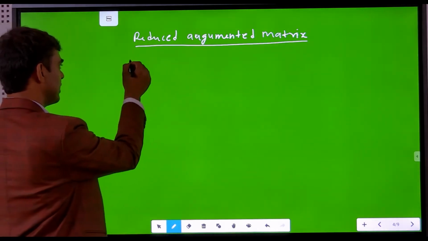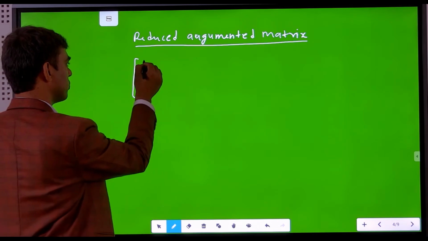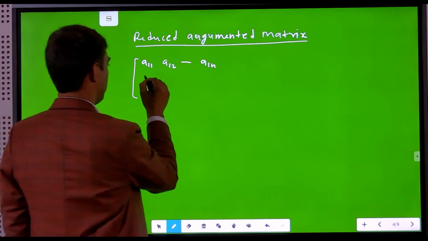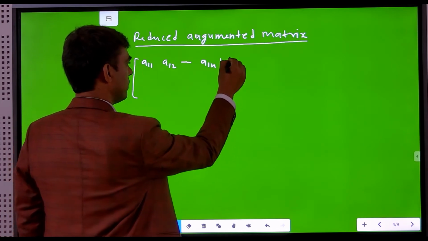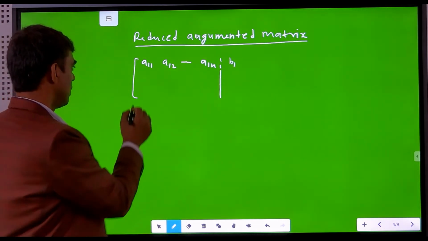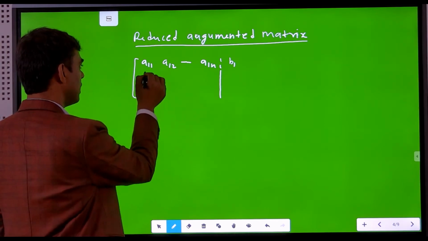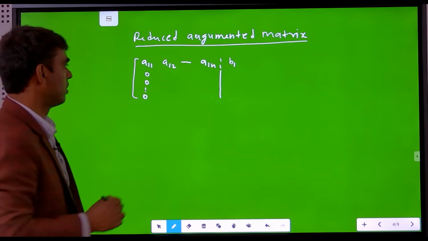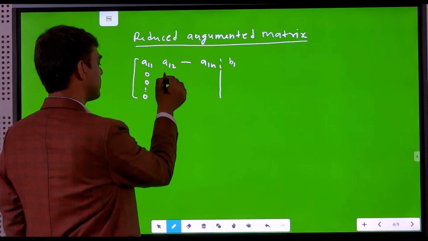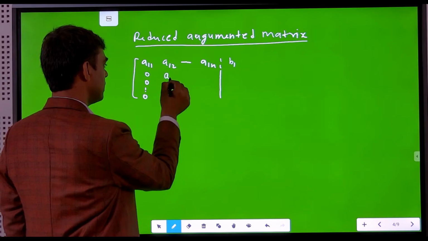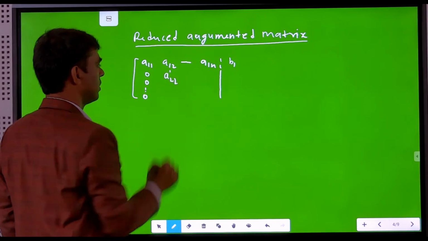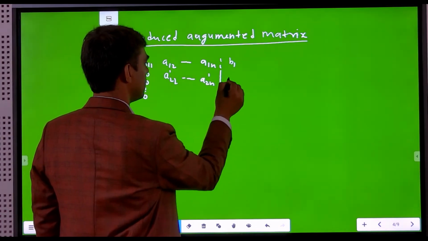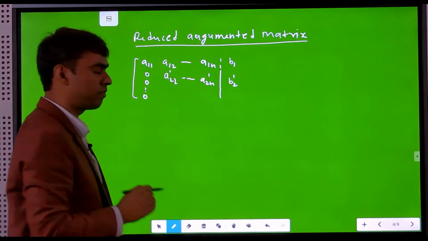Now, what will happen in the reduced augmented matrix? There is no change in the first row: A11, A12 up to A1n, and partition B1. There is a change in the second row, and all the elements of the first column become 0. Suppose there is a change in the second row of the second column. After changing, this becomes A22 dash, similarly A2n dash and B2 dash, after performing this row operation.